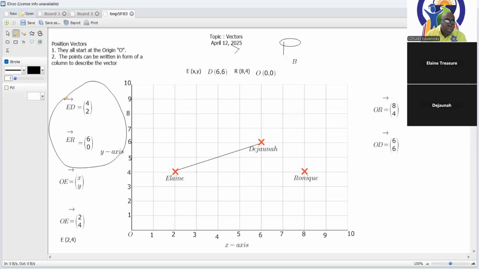Only two of them, and they're both in brackets. Okay, and what else do you see? The ED has an equal sign between the 4 and the 2, and the ER has an equal sign with an arrow on top. Okay. What else do you see?